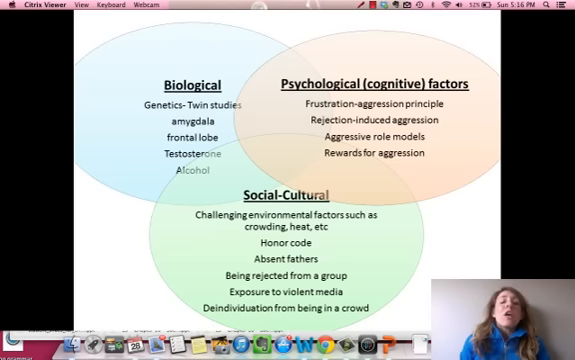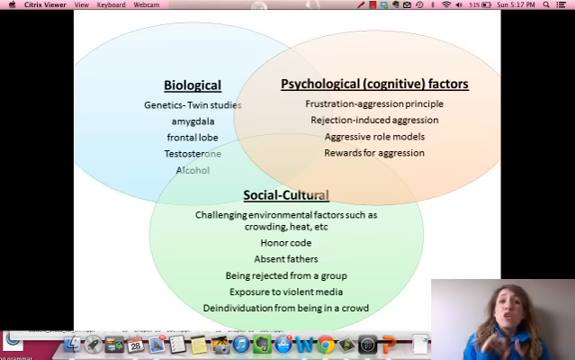Sociocultural factors: they found things like heat and crowding can really bring on aggression. If the room is warmer, people are more likely to act aggressive. There's the honor code, all these codes about how you're supposed to act and how you can treat someone, and if someone does this to you, then you have to do that to them. If they hurt your family, then you have to hurt their family, that kind of thing. Absent fathers can actually increase aggression. Being rejected from the group, like I said, rejection-induced aggression.